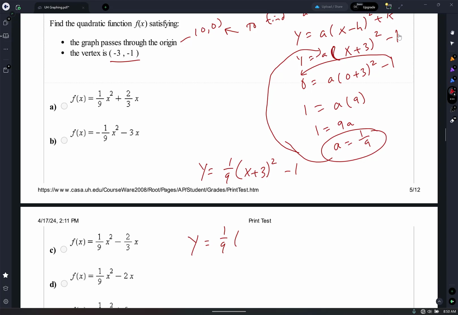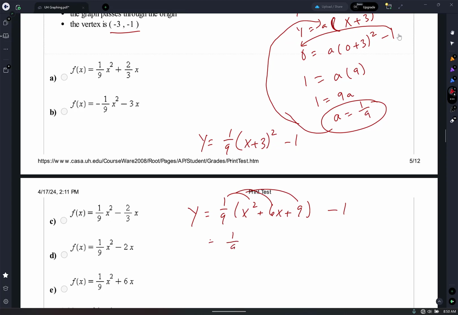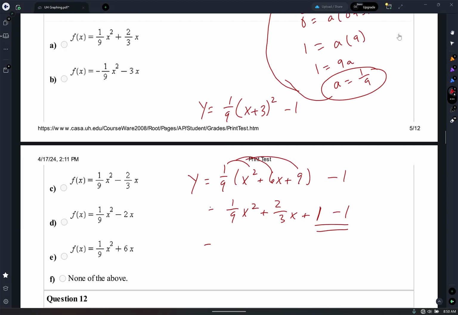1/9 times the parenthesis: x times x is x squared, plus x times 3 is 3x, but you're going to have 2 of those, so plus 6x, plus 3 times 3 is 9, and then I still have that minus 1 on the side. Distribute this like that. See? 1/9 x squared plus 6 over 9 is 2/3, so 2/3 x plus 1/9 times 9 is 1, minus 1, and then these two zero out. And then you just get 1/9 x squared plus 2/3 x.